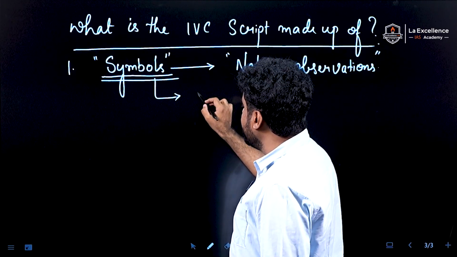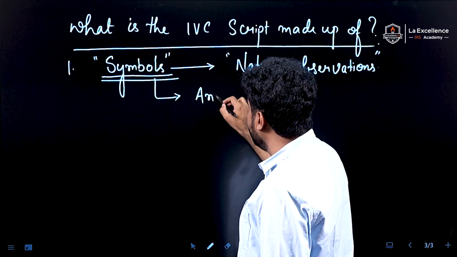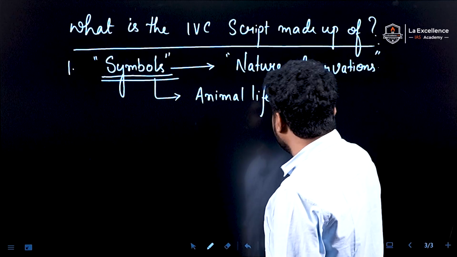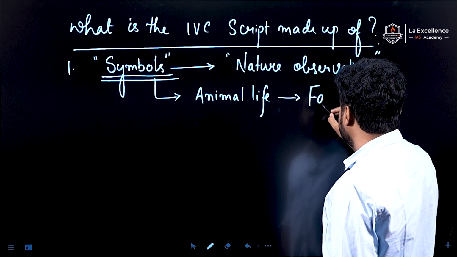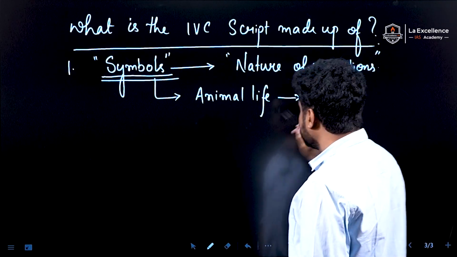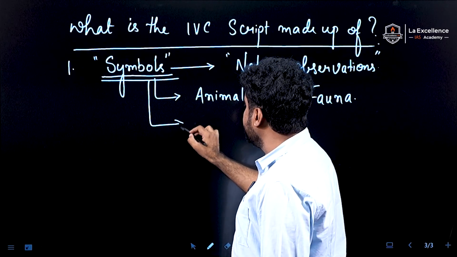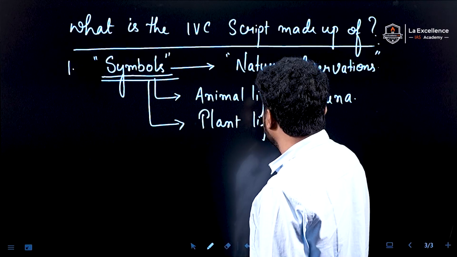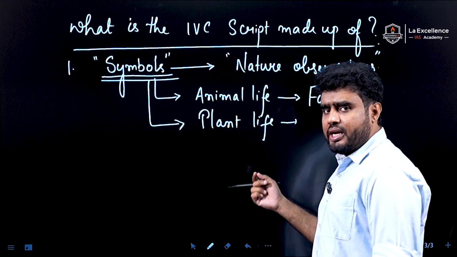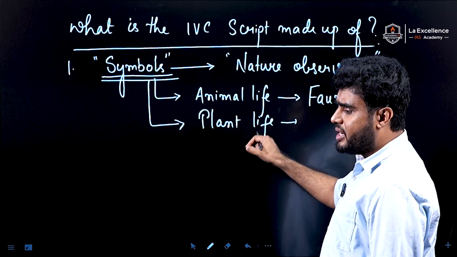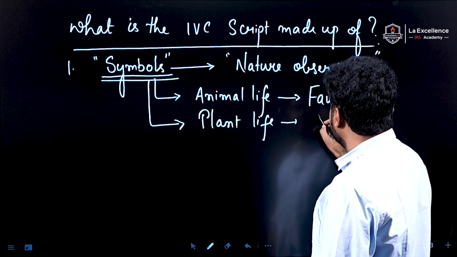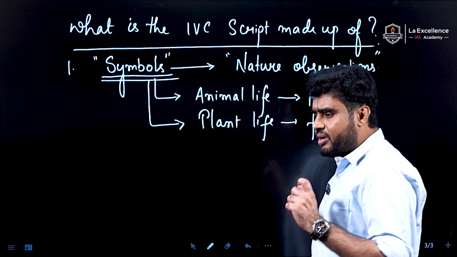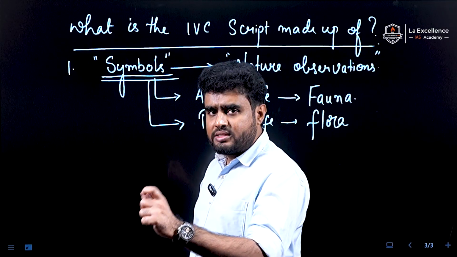The symbols primarily included animal life. Animal life, which we generally call the fauna of nature. On a secondary basis, the symbols also contained plant life. Many plants with which IVC people were acquainted were also utilized to make the symbols. We call it the flora. The flora and fauna became the primary inspiration for IVC people to design their script.